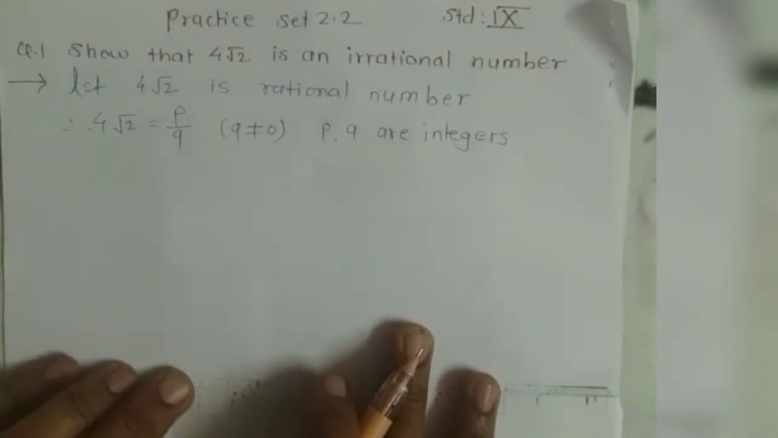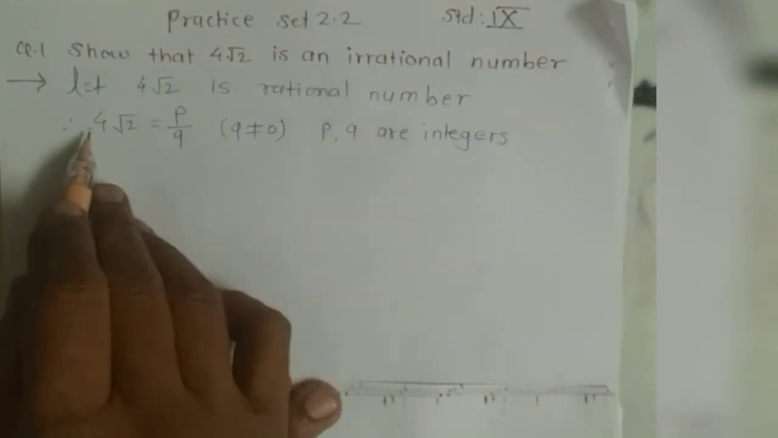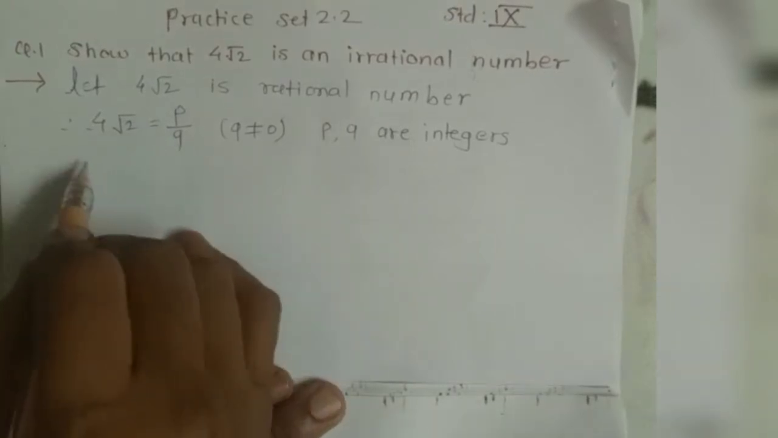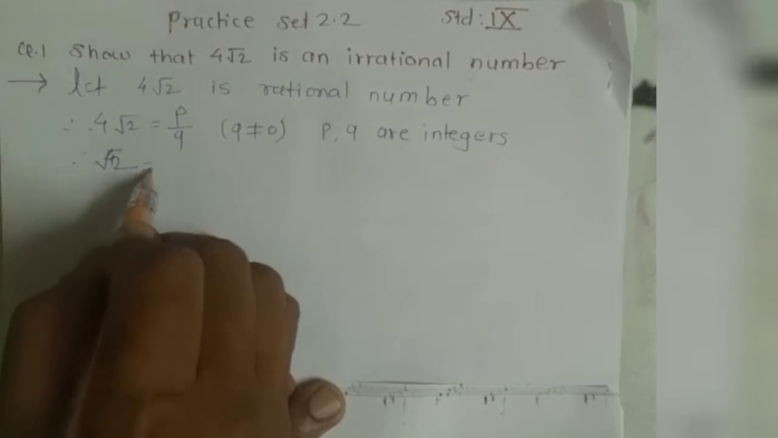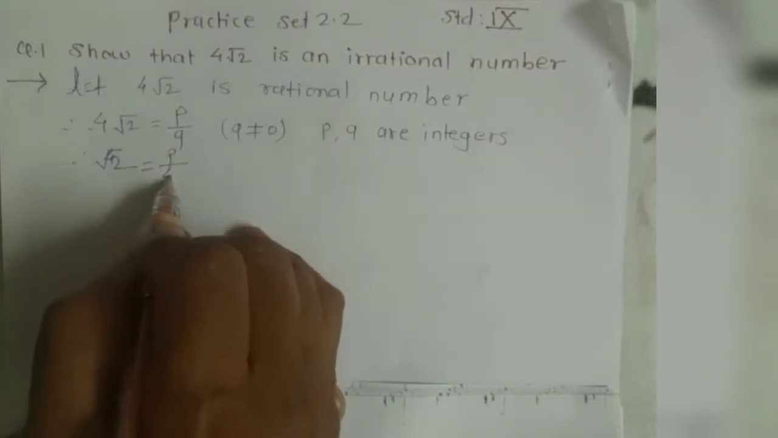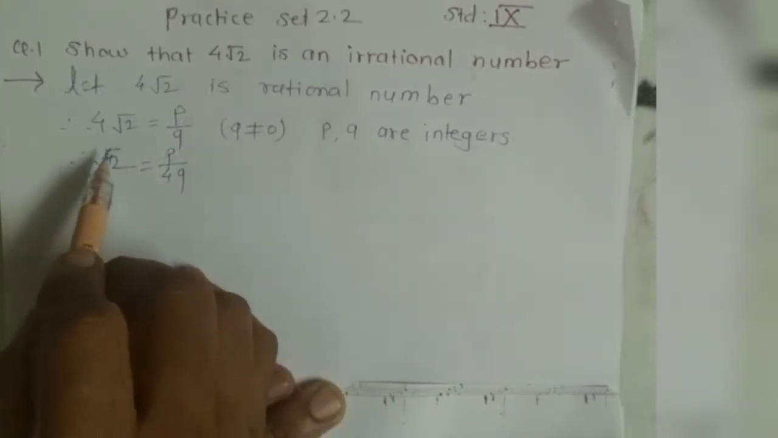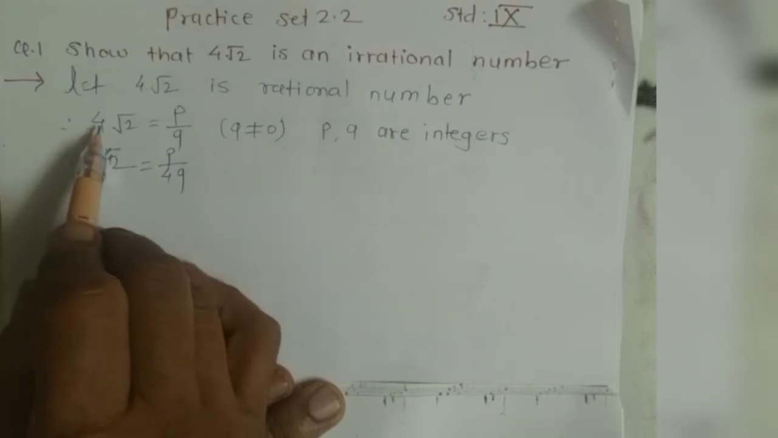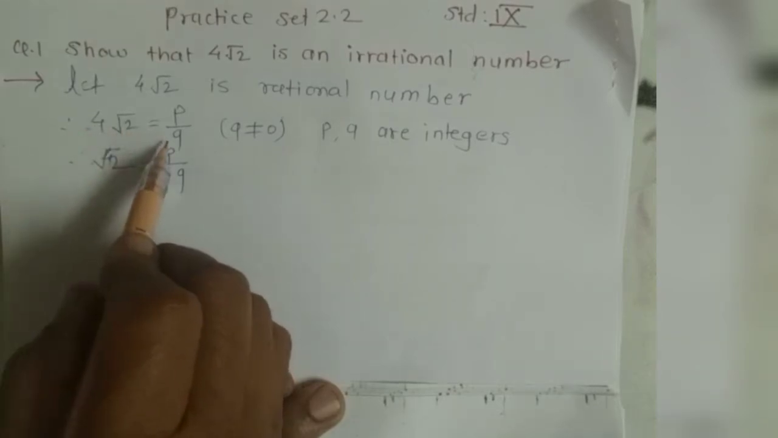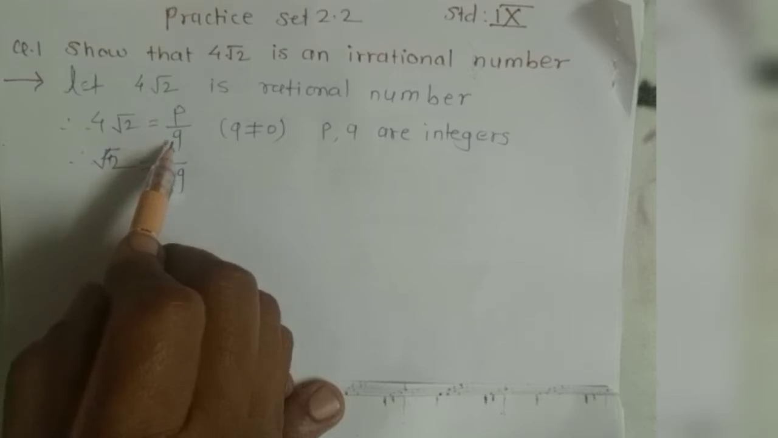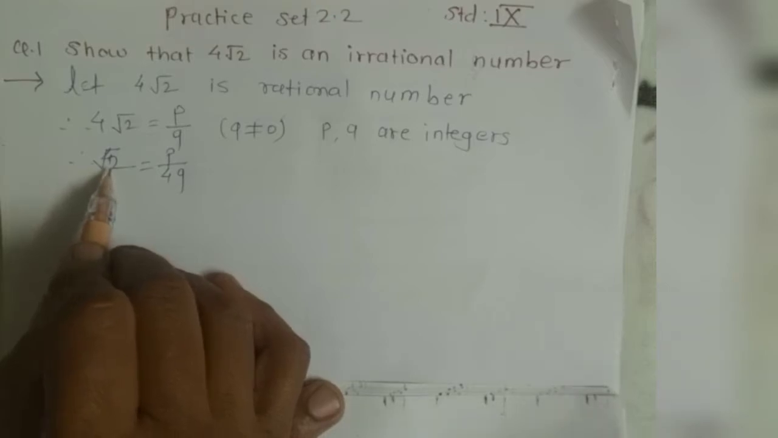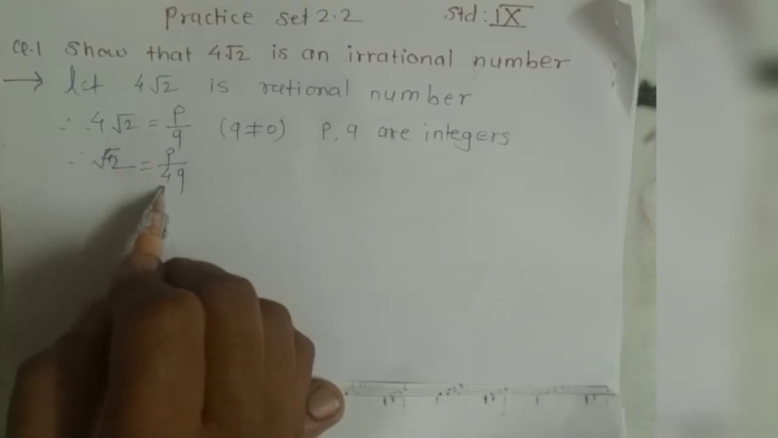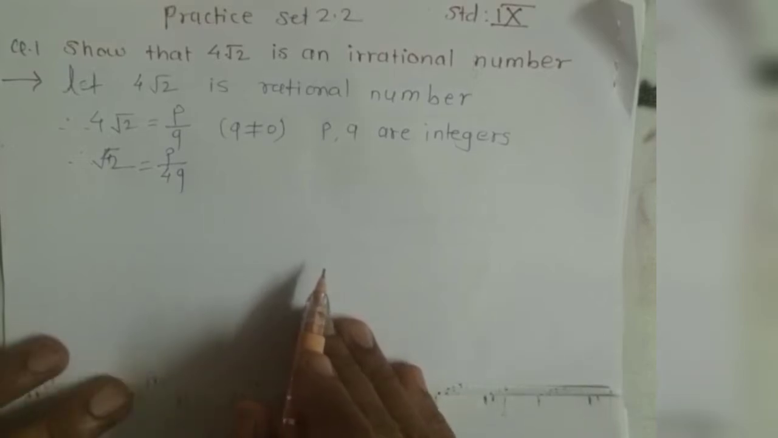Then we transfer this 4 to the right side. We get root 2 is equal to P upon 4Q. In this step we transfer this 4 to the right side. It becomes divide, meaning it multiplies with the denominator Q. So in this step, root 2 is the LHS and P upon 4Q is the RHS.